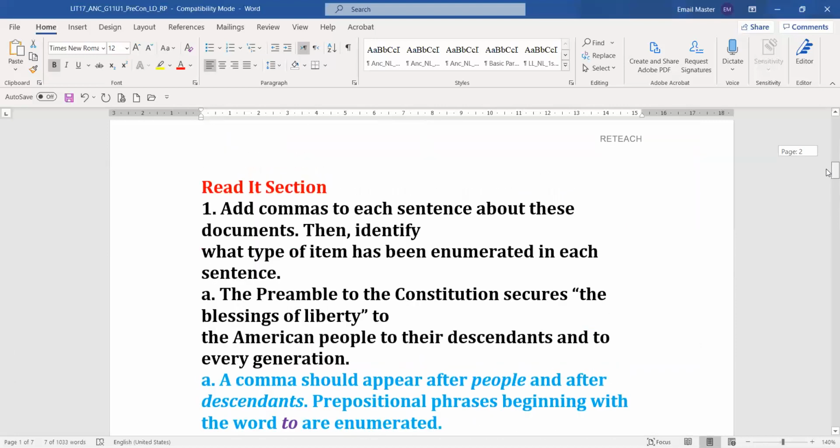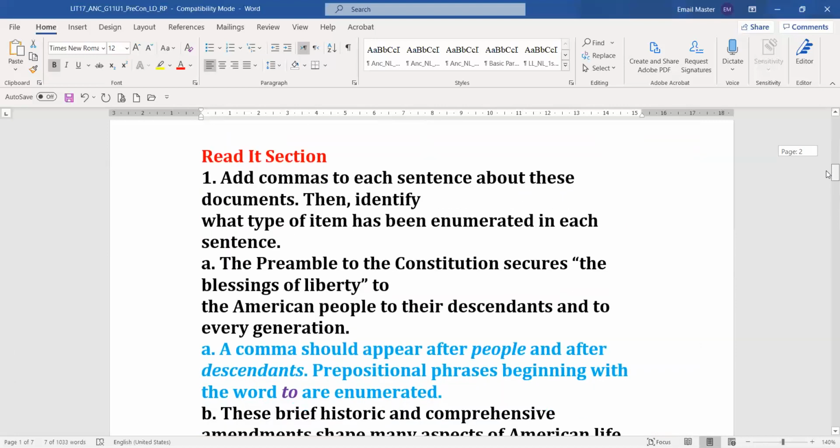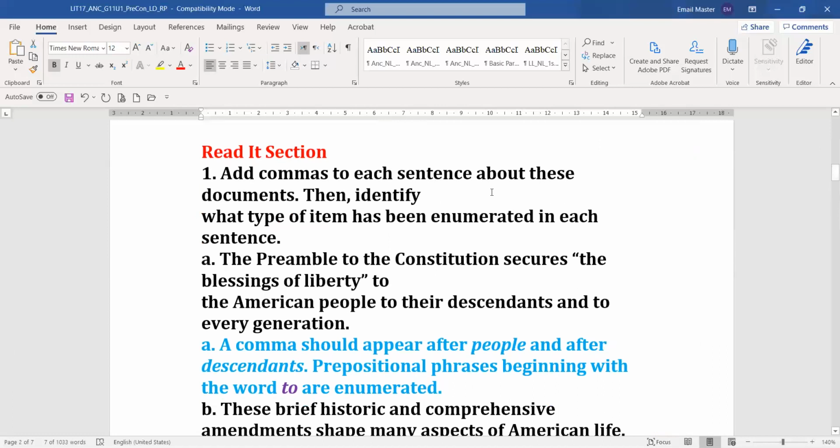These examples are from the Read It section of your book. It says add commas to each sentence about these documents. Then identify what type of item has been enumerated. Did you enumerate verbs, nouns, adjectives? Which ones? The sentence is this: the preamble to the Constitution secures the blessings of liberty to the American people, to their descendants, and to every generation.